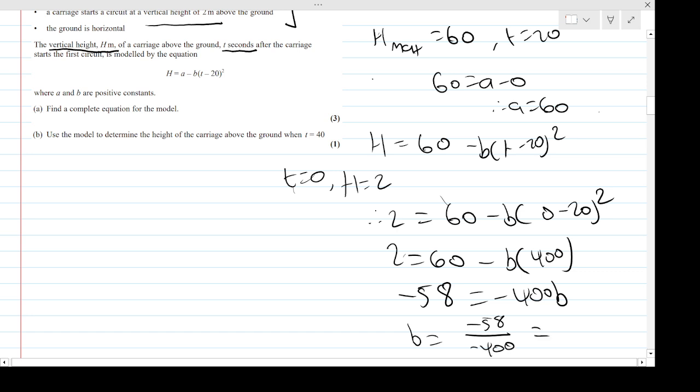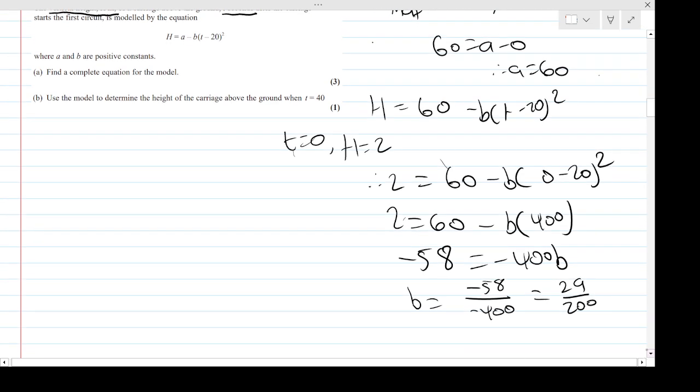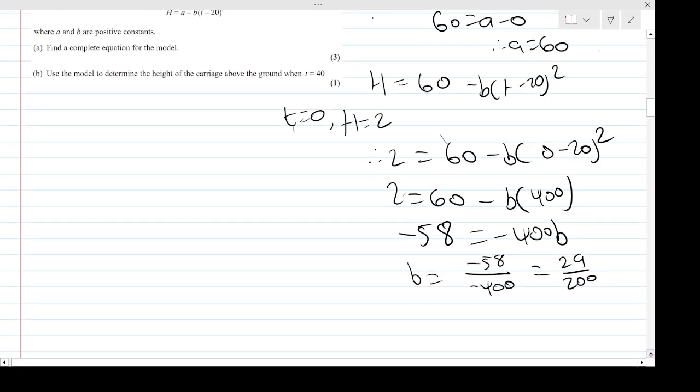And so that will get me 29 over 200. It doesn't simplify any more. You could write it as a decimal, which is just 0.145. That is fine, but I think writing it as fractions whenever you can isn't a bad idea. Anyway, so that's B. So therefore, we've got the whole model.